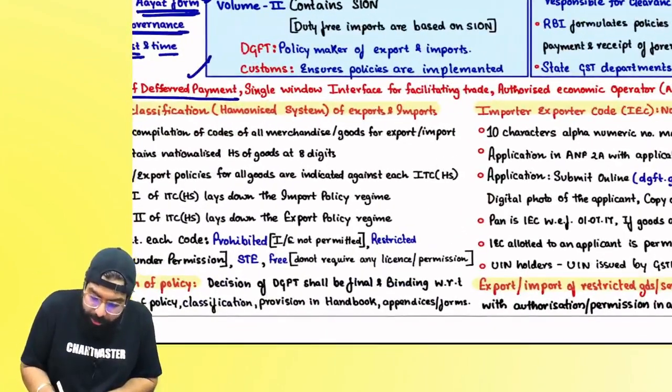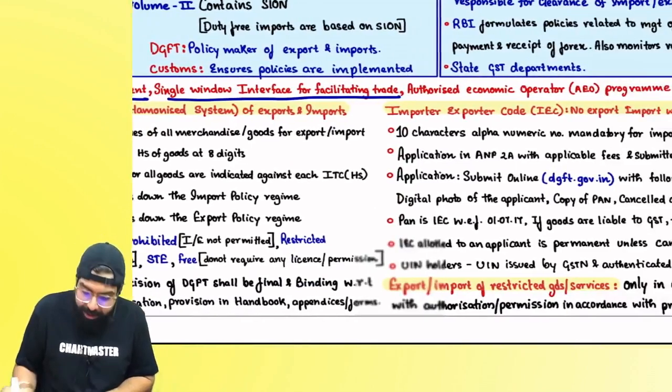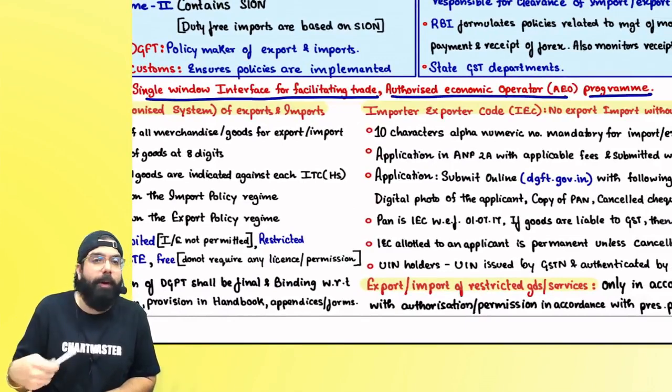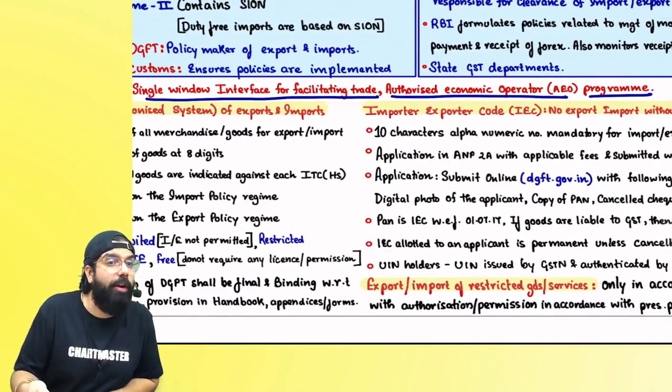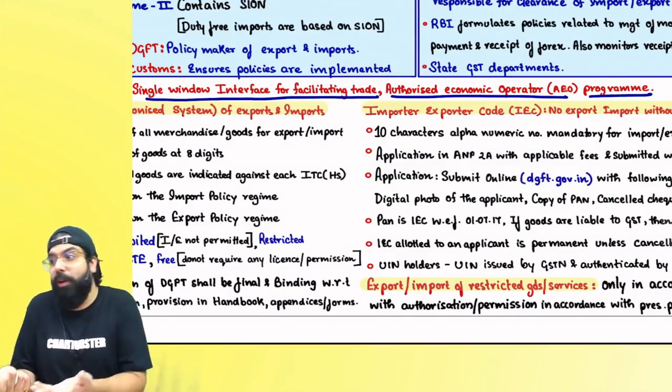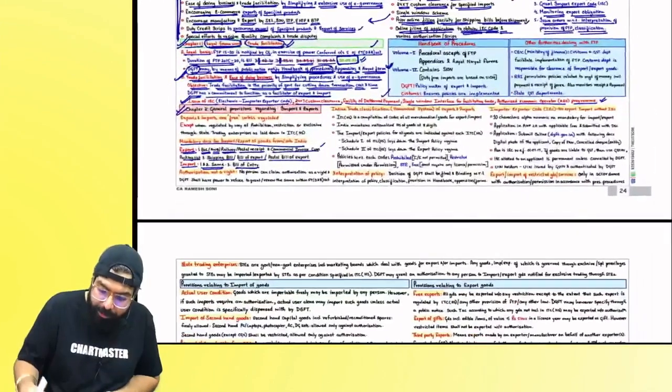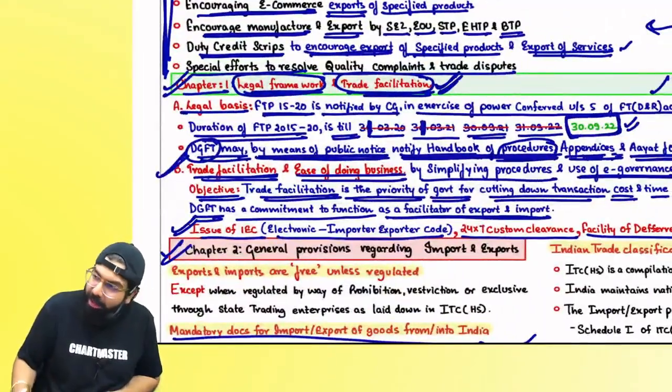Then single window interface for facilitating trade and authorized economic operator program. Sir, all these people who are there, they are enrolled under authorized economic operator program. Those people are trustworthy people of the government. Are we clear, everyone? So all these programs have been launched under trade facilitation only.